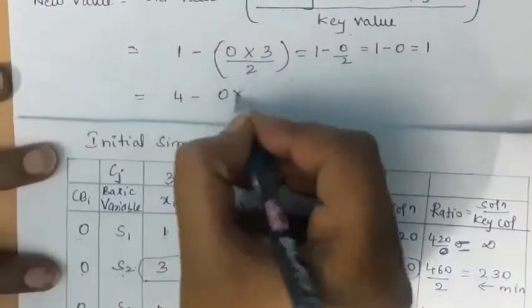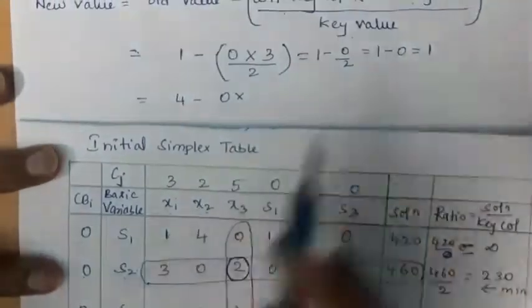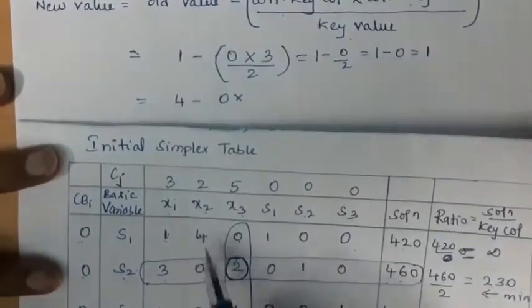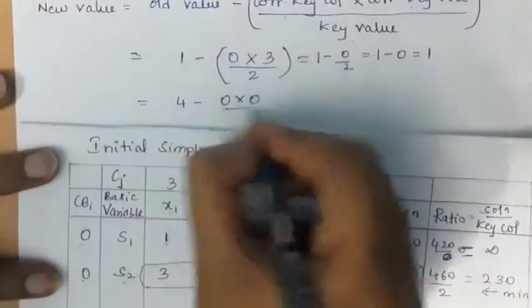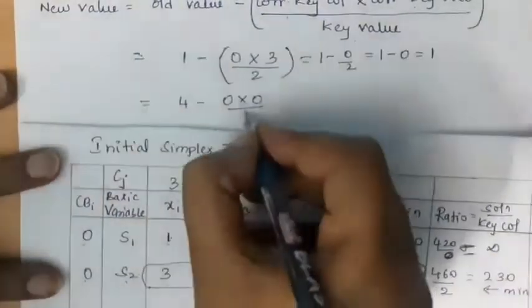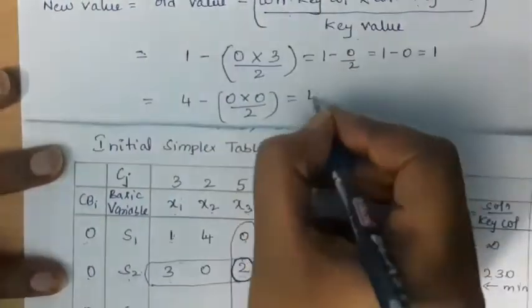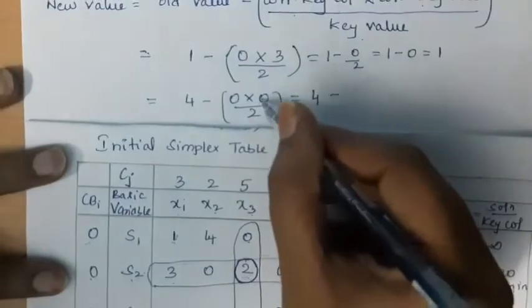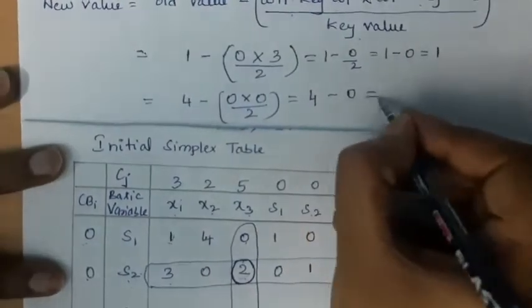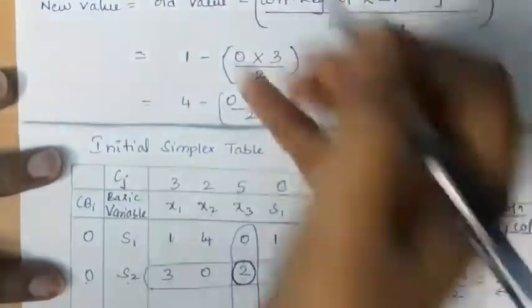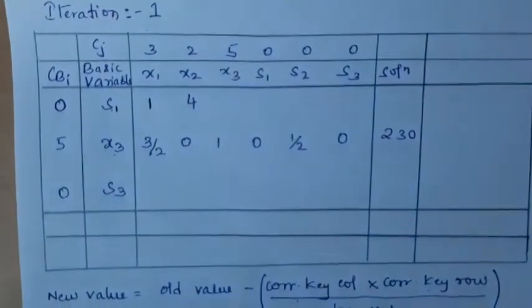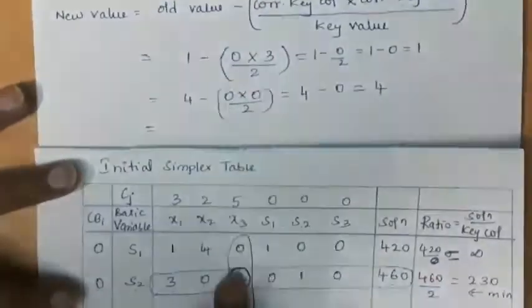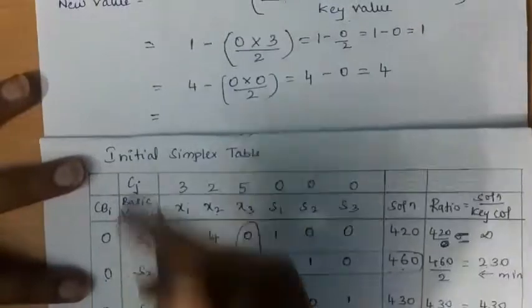So 0 into then corresponding key row value. For 4, the opposite value in the key row is 0. So into 0 divided by key value is 2. So simplify this. 4 minus, again 0 divided by 2, you will get 0. 4 minus 0 is 4. So write down here 4. Update in the table. Next old value. So next old value is 0.